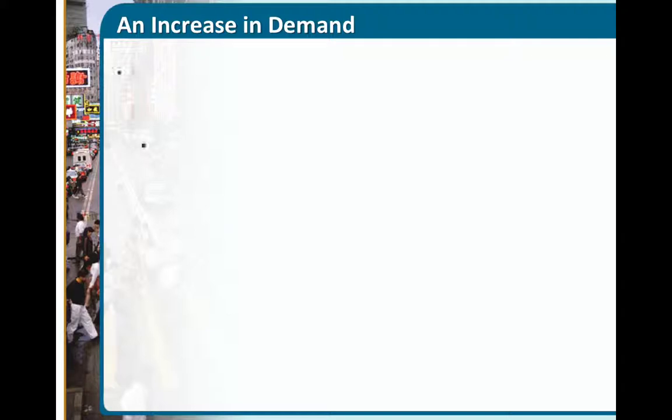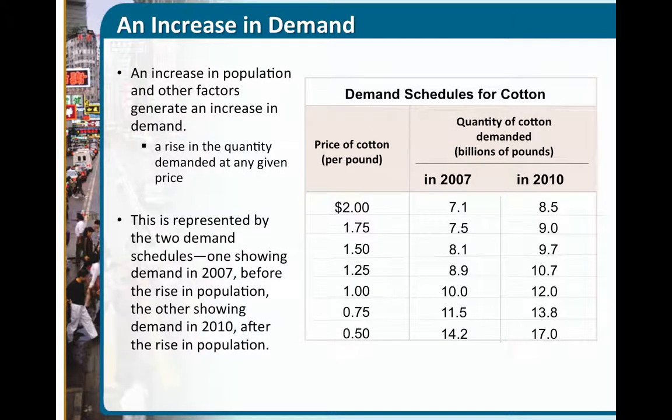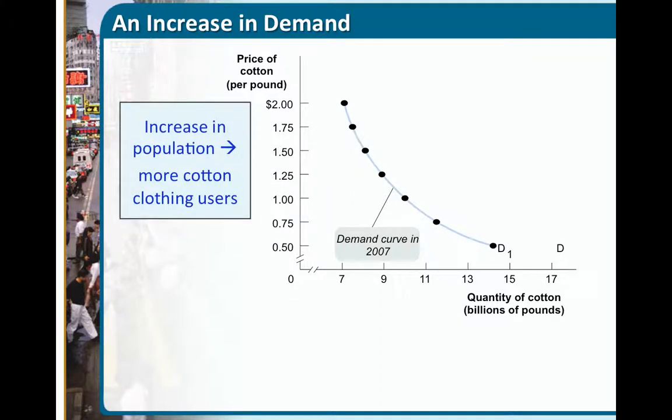Here we could see the increase in demand, and now this is where the demand curve shifts. You can see that between 2007 and 2010 there was an increase in quantity demanded. It looks like there were some other factors involved, maybe the increase in population. Sorry, I was thinking of supply there. If there are more people in the world, there are going to be more people wanting cotton clothing. Jeans are really popular, cotton shirts, of course. So you'll see even at every price from 2007 to 2010, the demand curve has shifted to the right. That means we've seen an increase in demand.